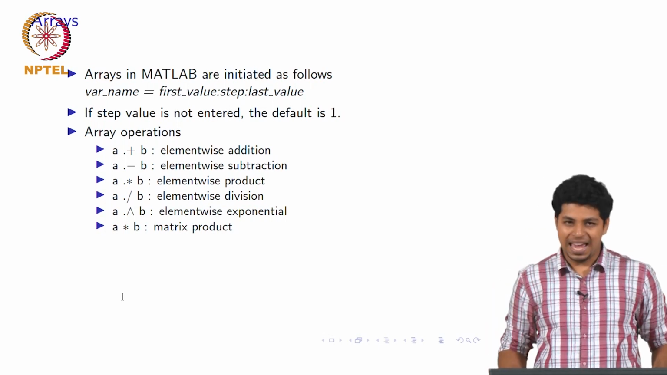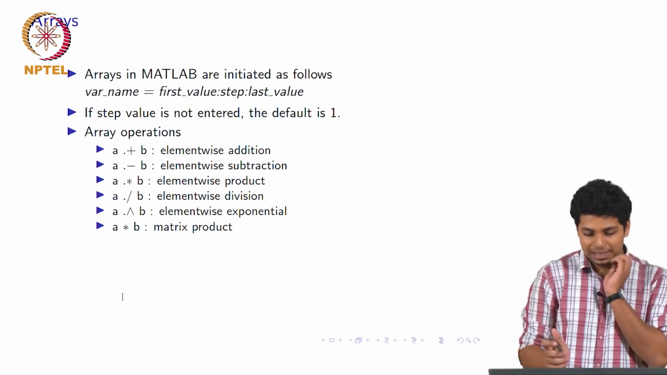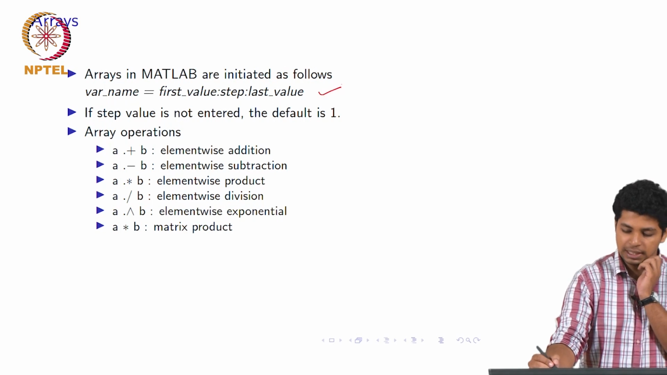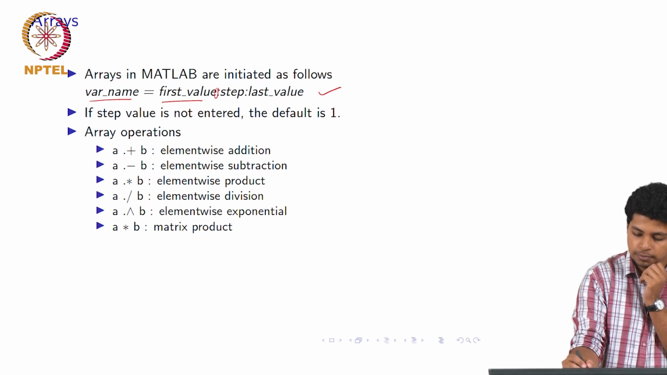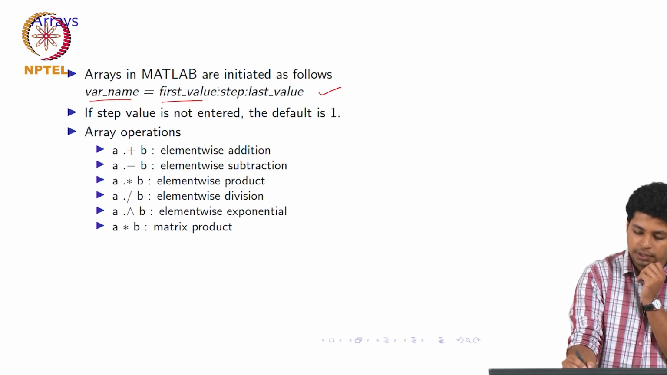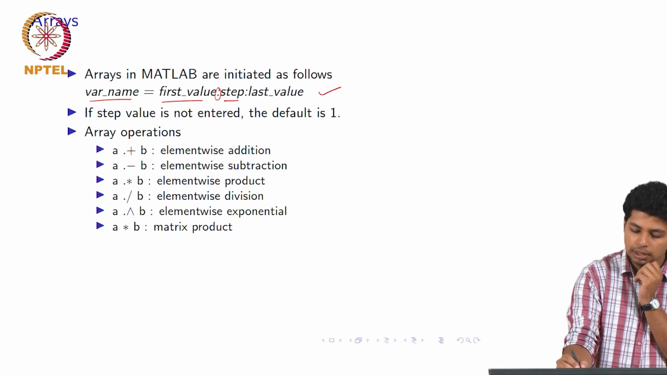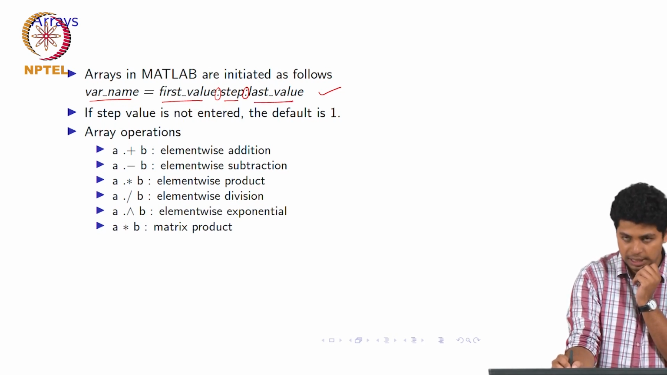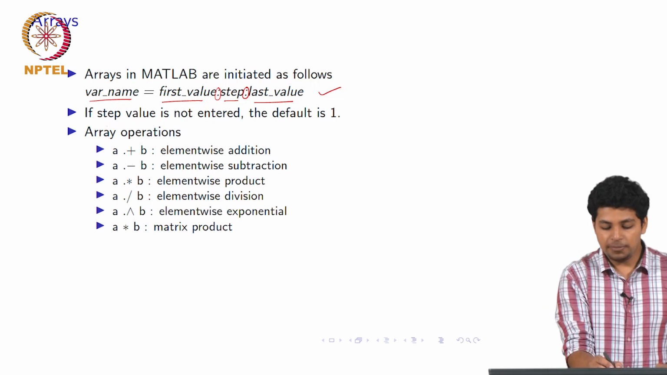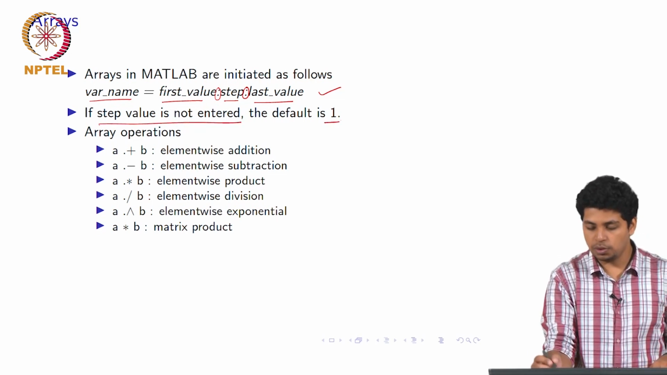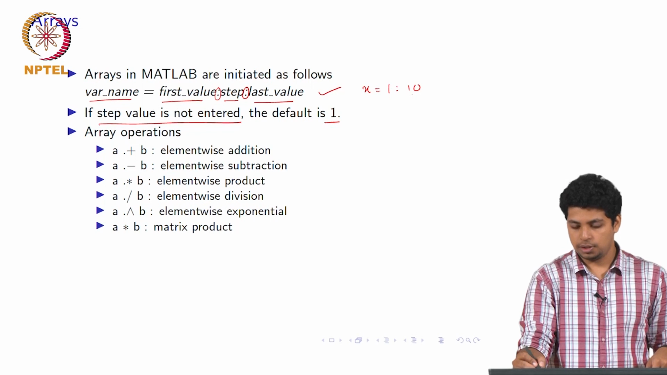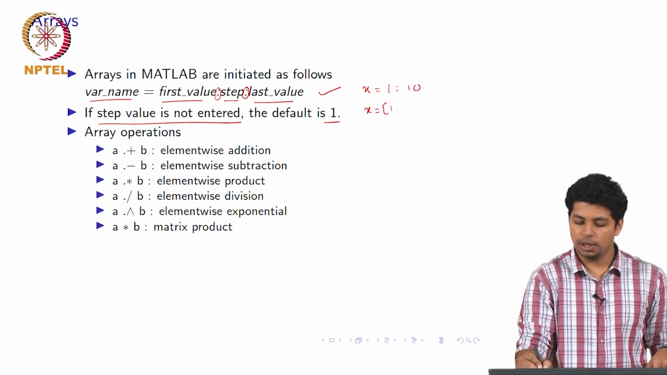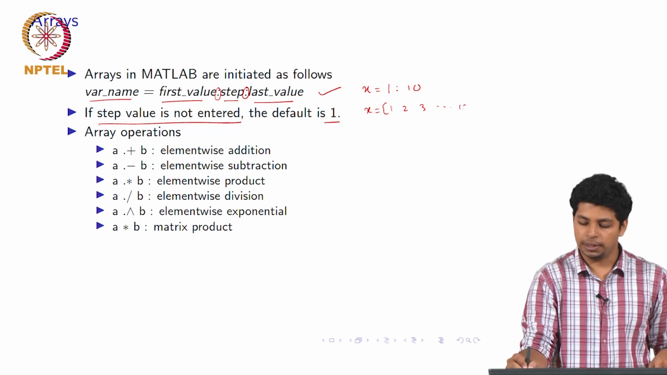Now we will discuss arrays in MATLAB. So in MATLAB, arrays are initiated or declared in this way. We put the variable name, we put the first value, we put a colon after the first value, then we put a step, then another colon, and then we put the last value. If the step value is not entered, the default value is 1. So if I enter a statement like x is equal to 1 to 10, x will store values like this, 1, 2, 3 till 10.